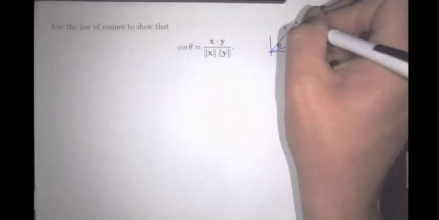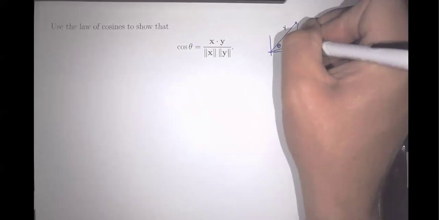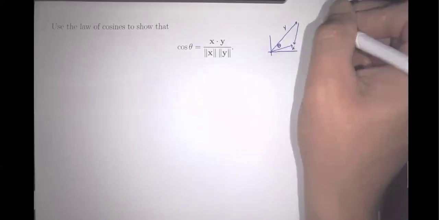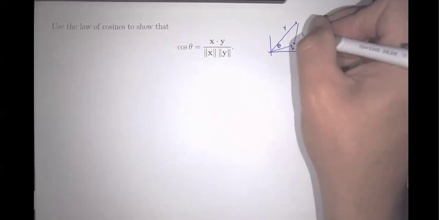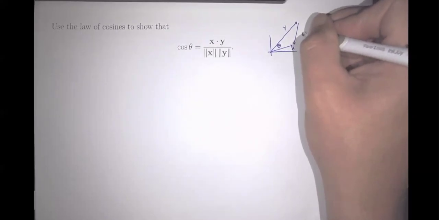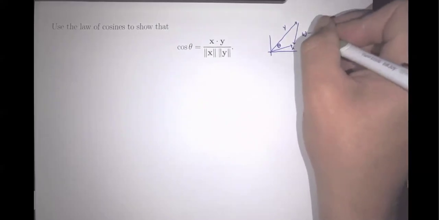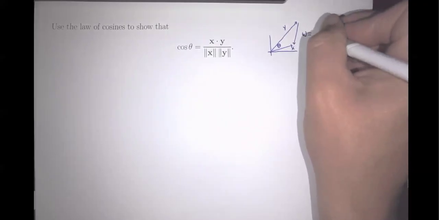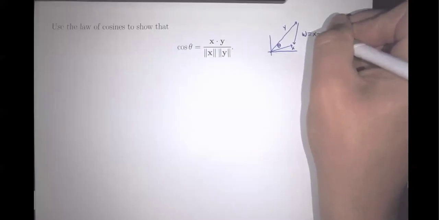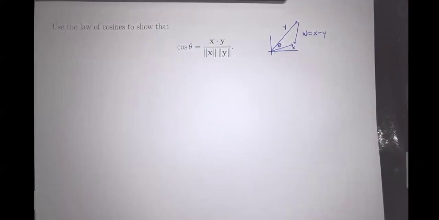Now, we can draw this vector here that joins x and y. We'll call this w. But if we're taking the physics interpretation of vectors, this is really x minus y.